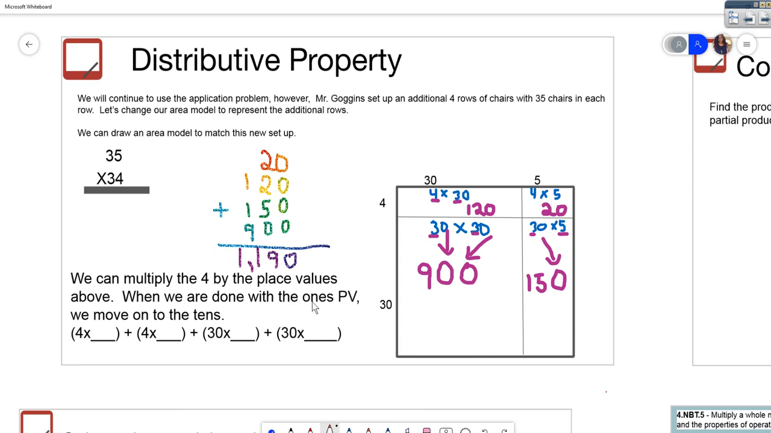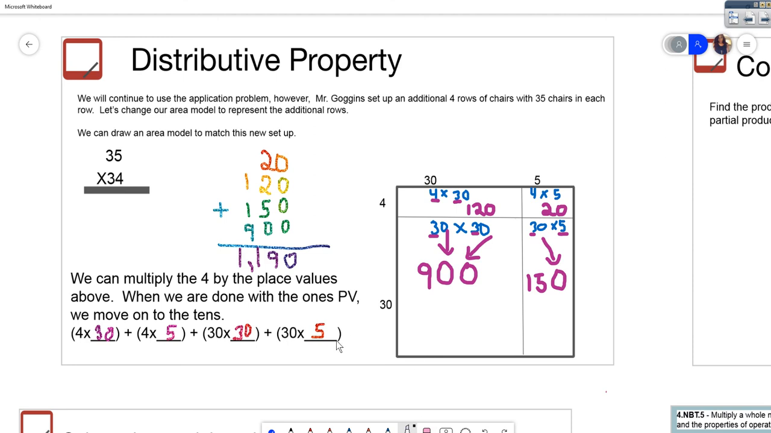Let's look at it because we can multiply 4 by the place values above. When we're done with the place value ones, we move on to the place value tens. When we multiply, it looks like this. 4 times 30, plus the 4 times 5, plus 30 times 30, plus 30 times 5. And we add them all together.